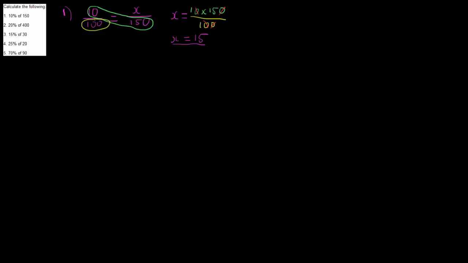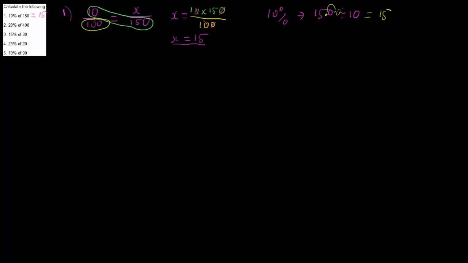I can check this by the fact that 10% of something is the same as taking that something and dividing it by 10. To divide something by 10, all I have to do is take the decimal place and move it one place to the left, and that is equal to 15. So I can use two methods to work this out to be the same. That means that 10% of 150 is equal to 15.